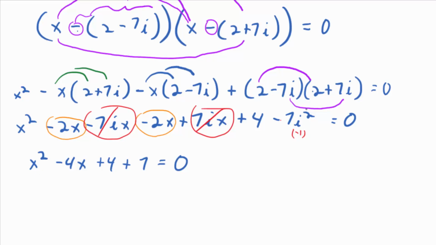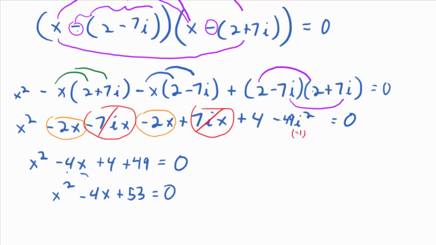Oh, I should have had a 49 there, right? Yeah, I made an error. I was in a hurry. So that should have been minus 49i squared. And so that would be what? Right here, plus 49. Well, okay, you're getting ahead of me. And then 4 plus 49 is 53. So we get x squared minus 4x plus 53 equals 0.